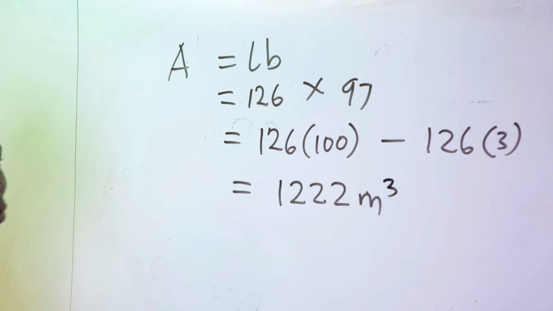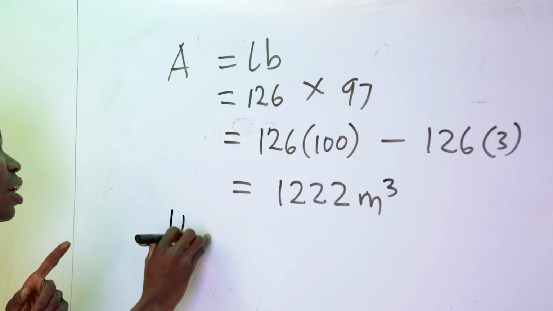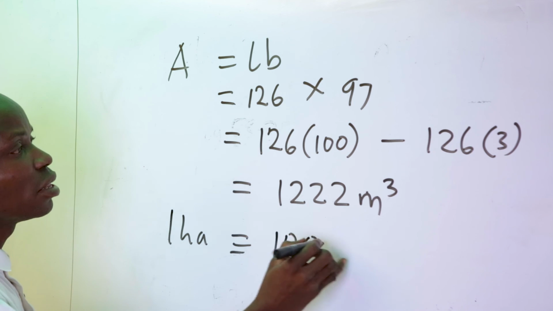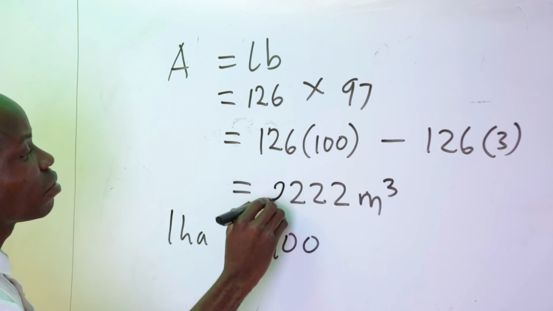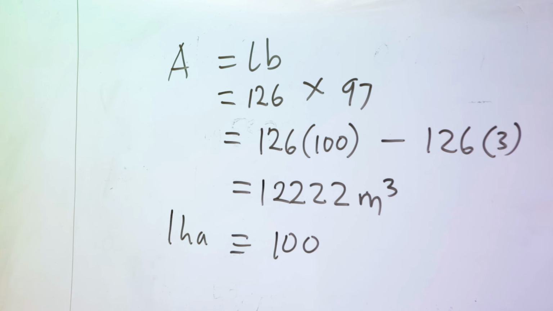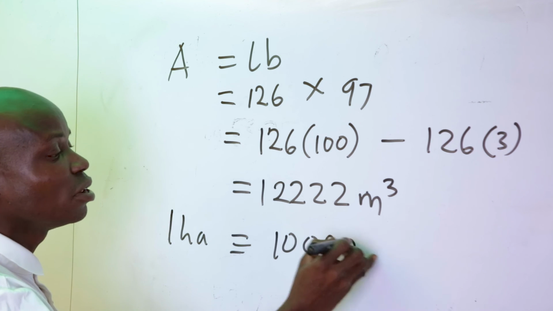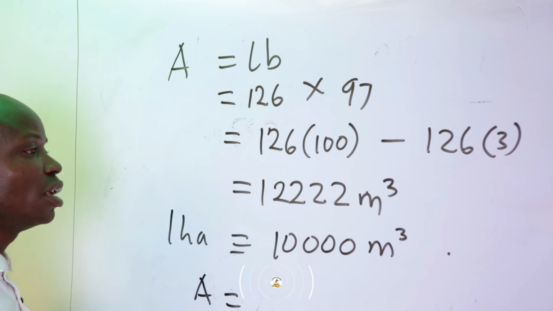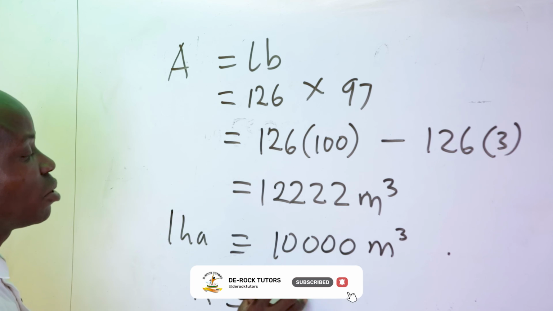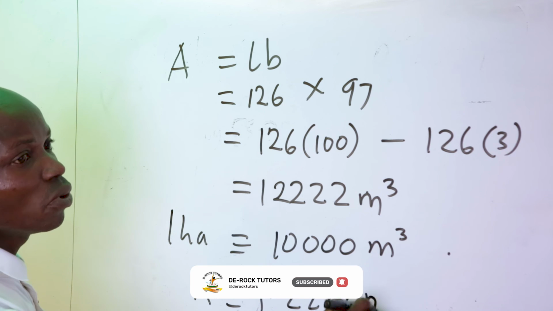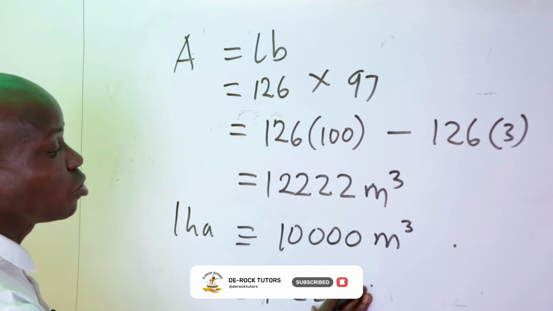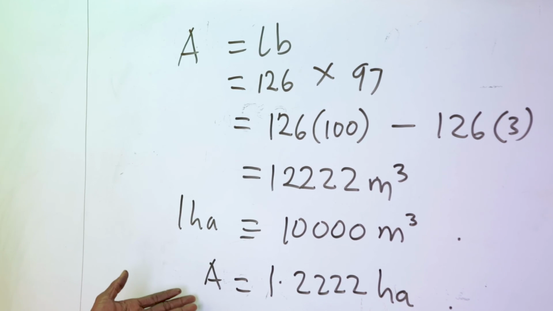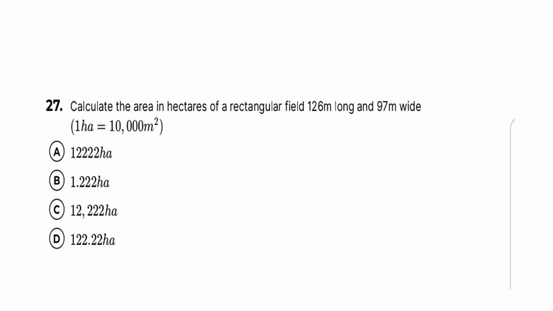square meters. But recall that from the question, we were told that 1 acre is equivalent to 10,000 square meters. That shows that the area here in acres will give us 1.2222 acres, which makes the correct option from the question to be option B.